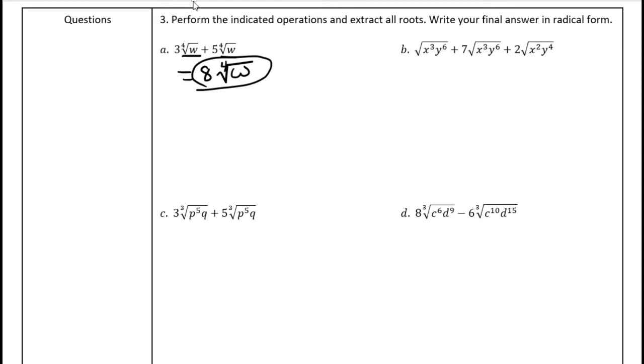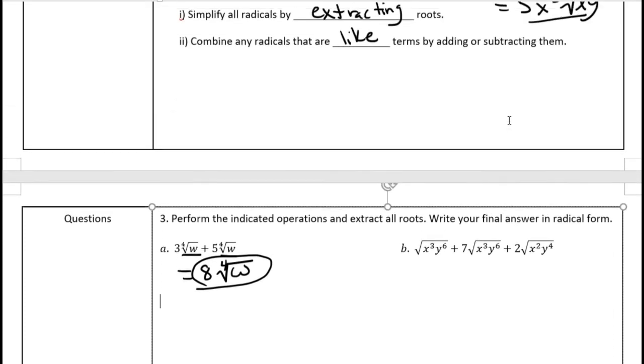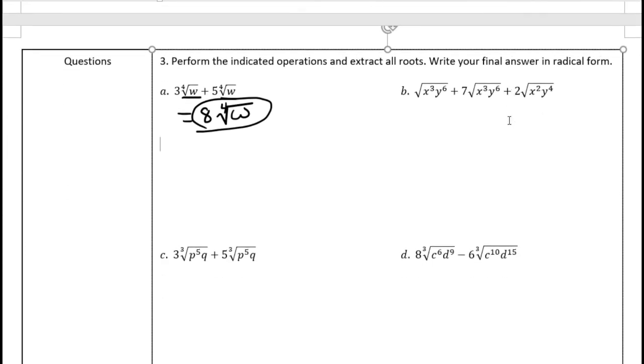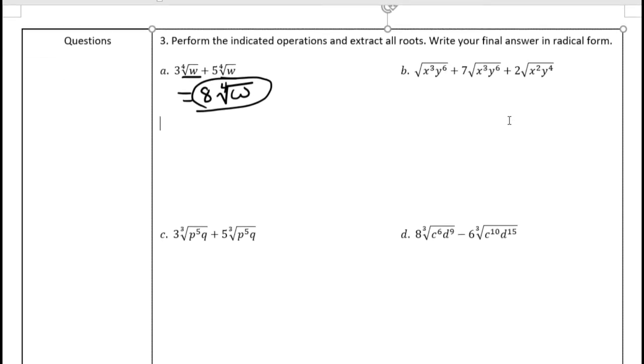Part B is a little different story. So we're going to go ahead and first, according to the steps, simplify by extracting roots and then combine them.